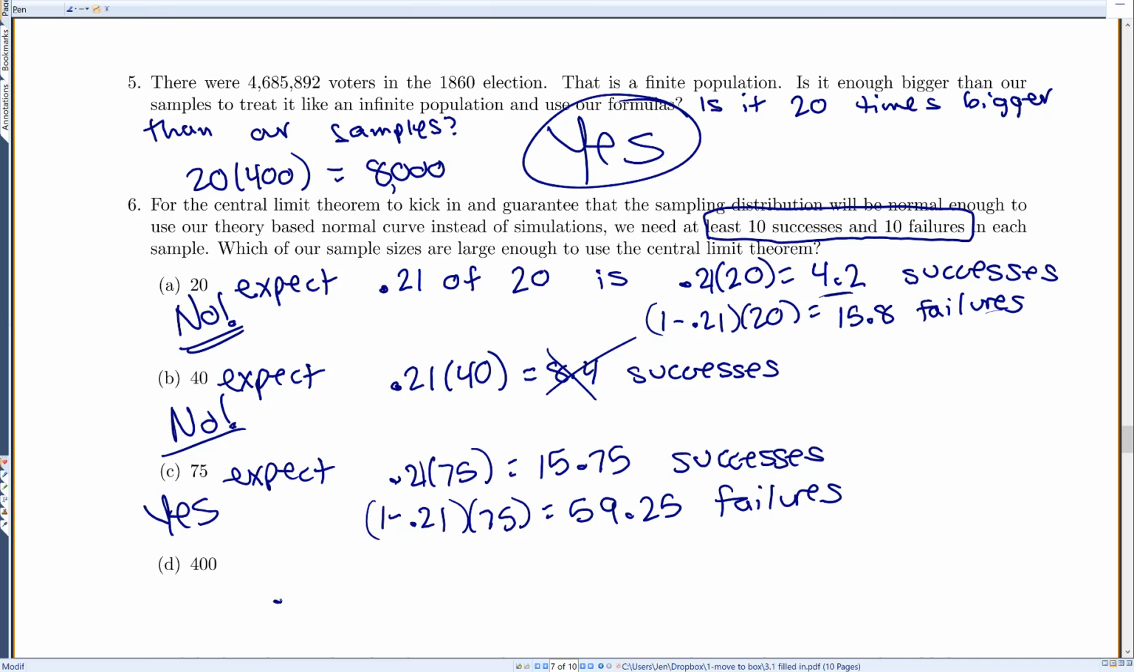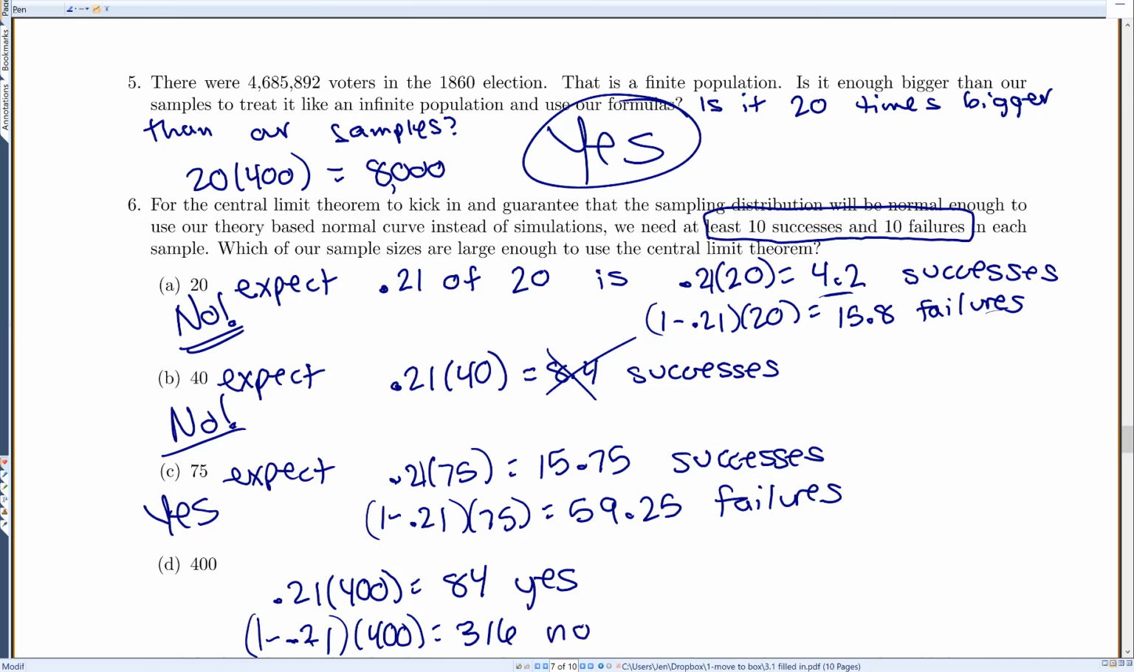We could do 0.21 times 400 equals 84 that are going to say yes, and 1 minus 0.21 times 400 should give me 316 that said no, or you can call them successes and failures. Both of those are at least 10, so yes. So basically we have this dividing line: 40 or less was no, 75 and above was yes.